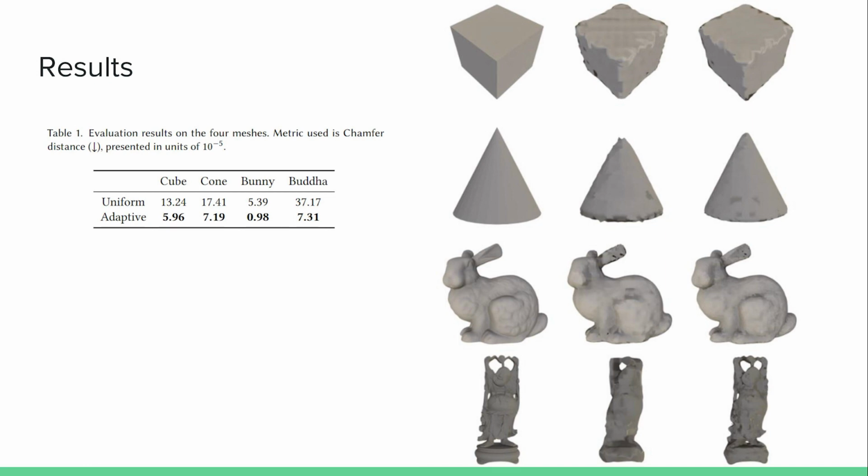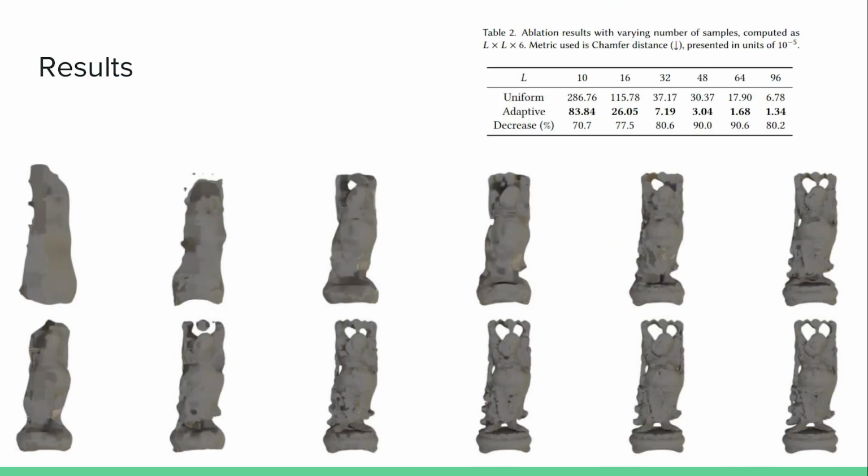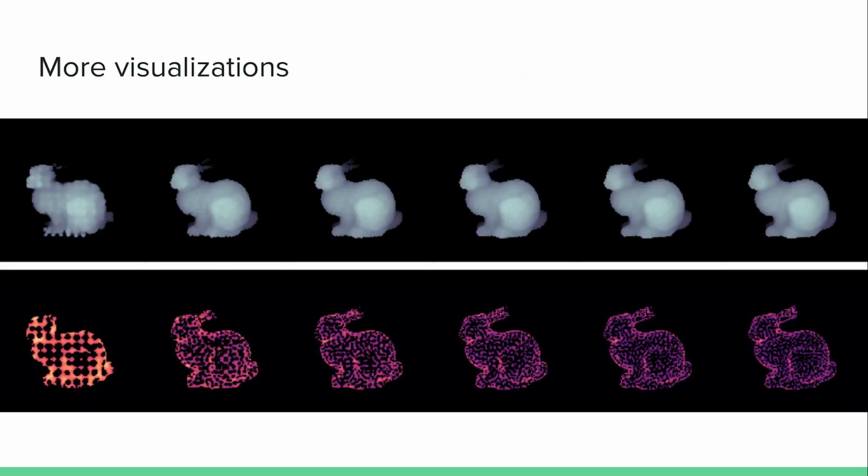These results are obtained by running a surface reconstruction pipeline on the final point clouds, and we measured the chamfer distance between the reconstructed mesh and the ground truth mesh. We see that the adaptive sampler outperforms the uniform sampler across all 4 meshes and across different numbers of samples. We can also visualize the depth maps and the entropy values across different iterations, and we can see that the entropy values are indeed the highest in locations where there are no points.